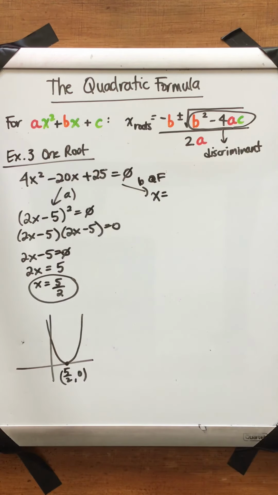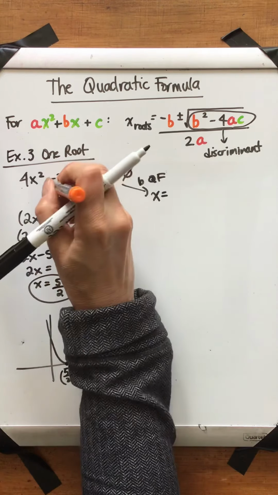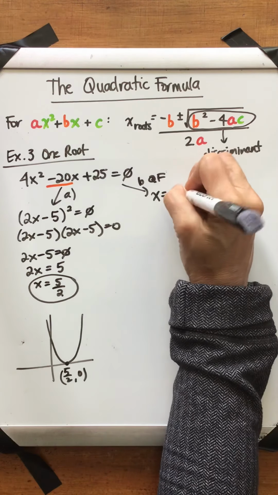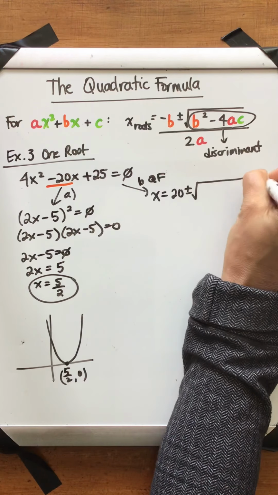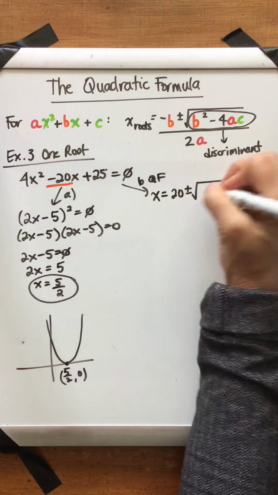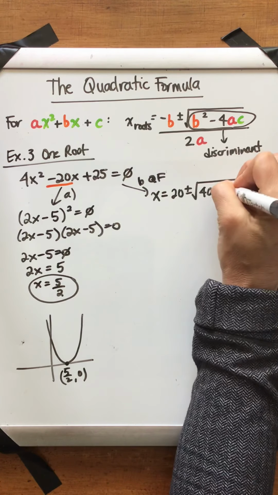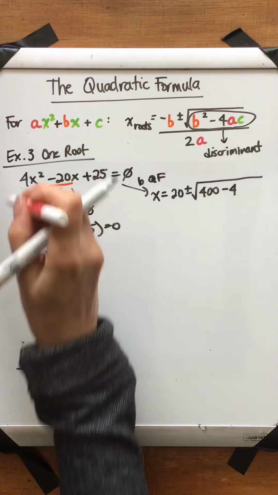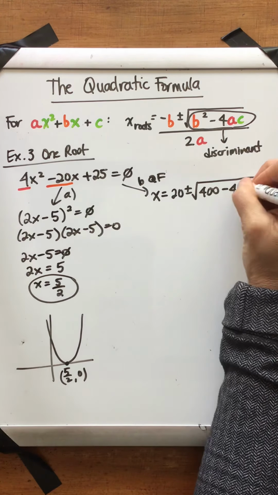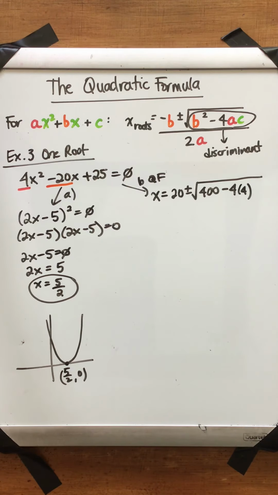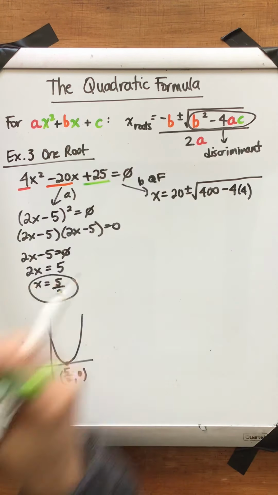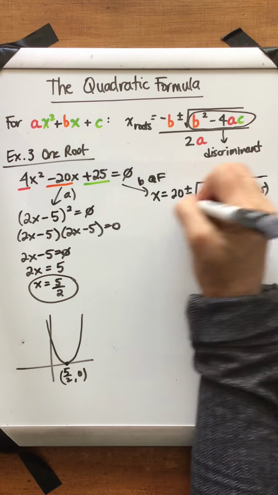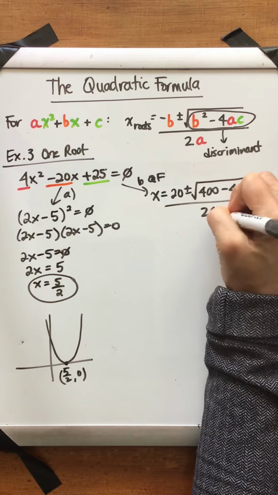Okay, so x is equal to negative b. B here is negative 20. So the negative of that would be positive 20, plus or minus the square root of b squared. Well, negative 20 times itself would be 400, minus 4 times a. A is the value in front of the x squared term. It's a 4. Times c, which again is that term that has no literal coefficient, times 25, all over 2 times a, and again a is 4.